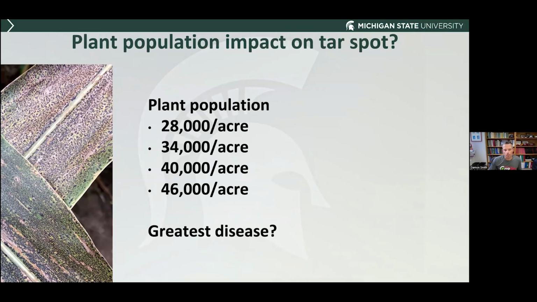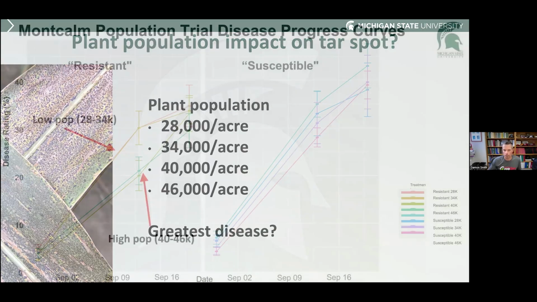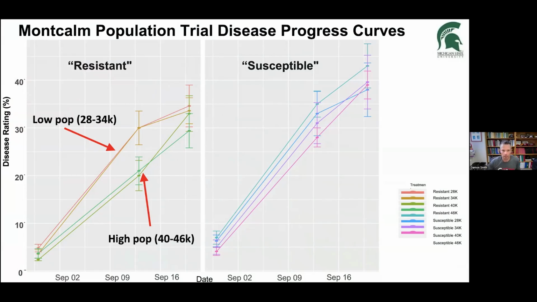Now when it came to planting population, this was interesting and a bit counterintuitive, so I'll just jump right into the data slides here. Again, they split out resistant versus susceptible hybrids, and there wasn't much of a difference in seeding rates at all in the susceptible hybrid. But with the resistant hybrid, what was interesting is that the lower planting populations actually had higher tar spot. And this is a bit counterintuitive. With some of the diseases you might be more familiar with, like gray leaf spot or northern corn leaf blight, higher seeding rates have traditionally led to higher levels of those particular diseases.